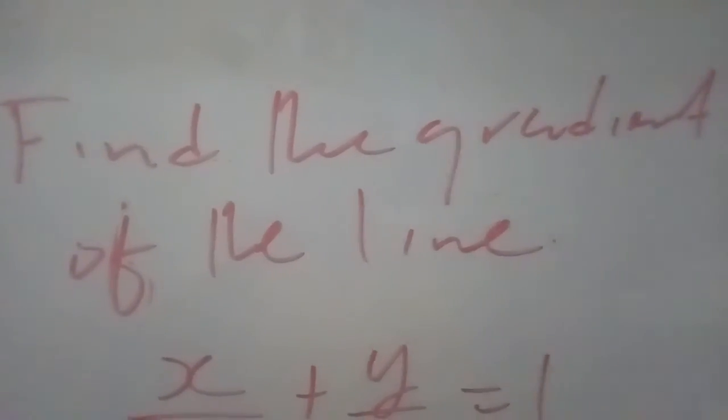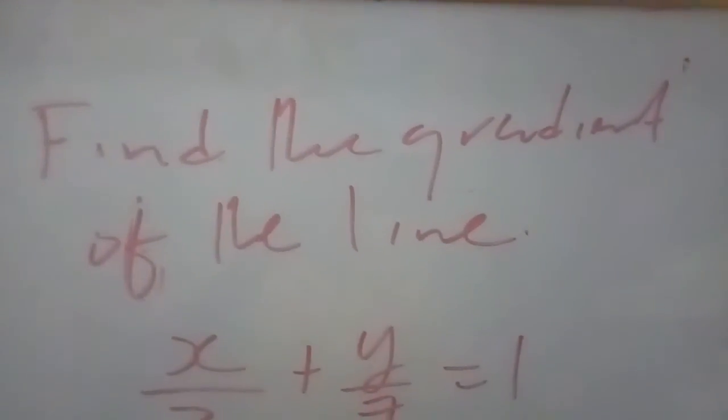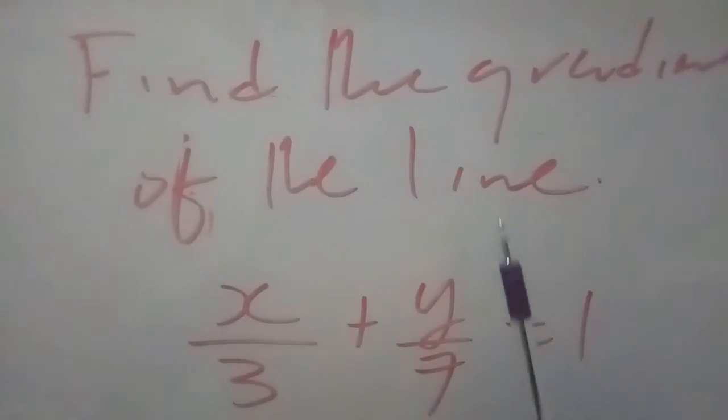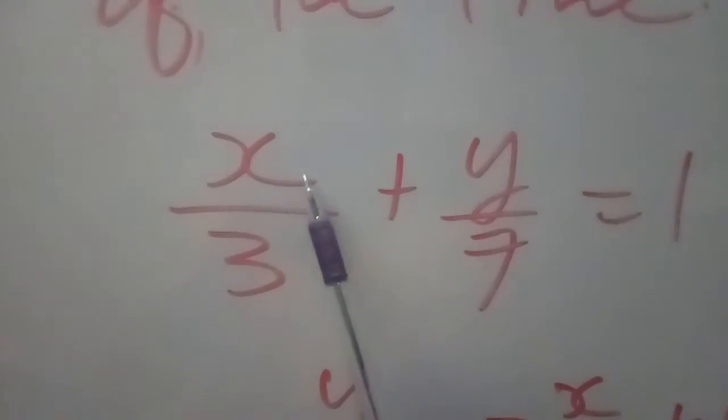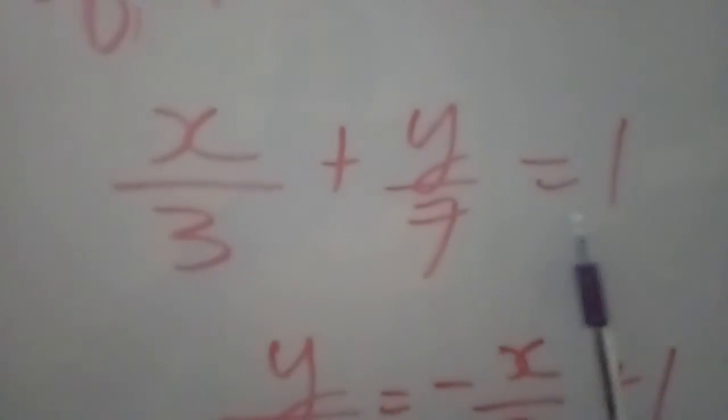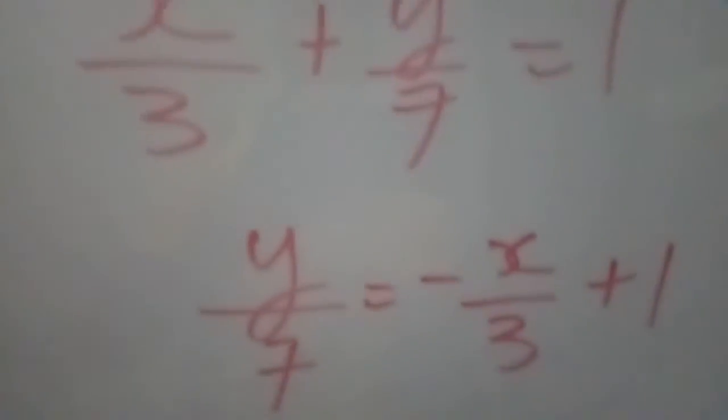Okay, so we are back. The next thing it asks is to find the gradient of the line, right? So what will I do here? I say x over 3 plus y over 7 is equal to 1, right? So I would write it in the form of y is equal to mx plus c.